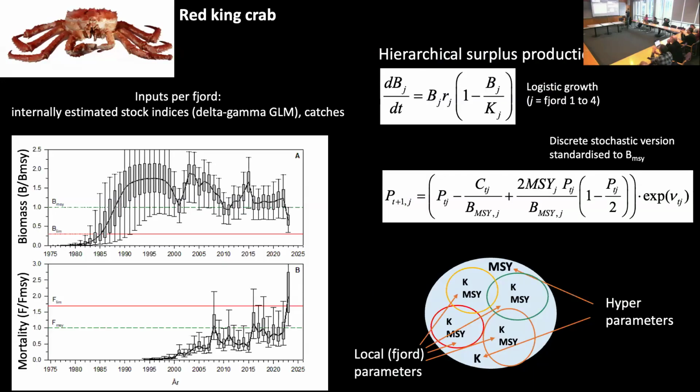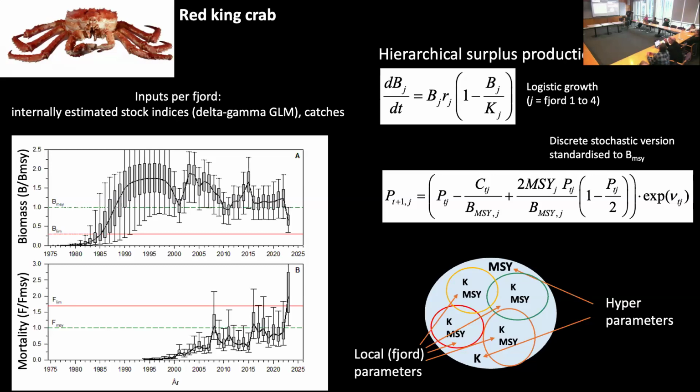Yeah, so the way we try to deal with that, it actually was set up like 50 years ago, so it starts to be something we need to revisit. Basically what we try to do is to have this kind of spatial dual surplus production model, where we have the fjords as separate subunits, with estimated parameters locally. We have the meters so that we share information.